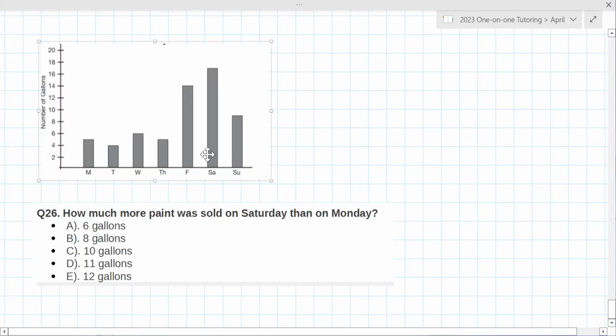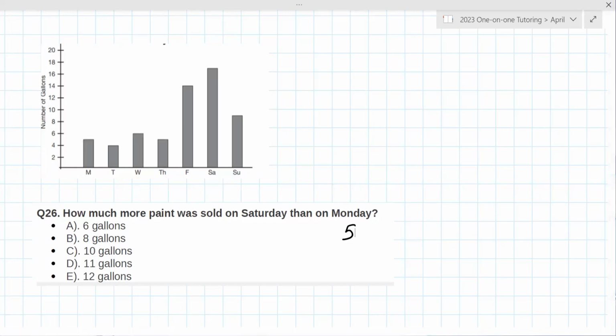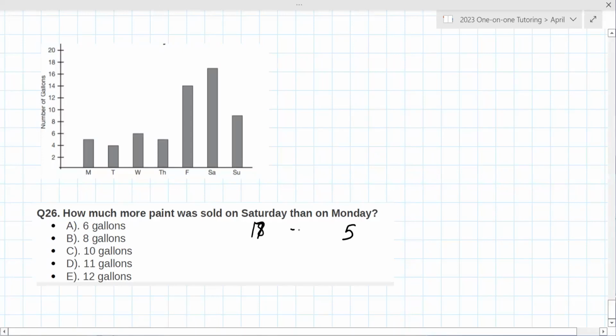Is Monday 5? Monday's 5, yep. And Saturday? Saturday's 18, ish. I put maybe 17. Yeah, 17 works out a little nicer. So 17 minus 5 is 12. Sorry, I spoke the wrong number at first.